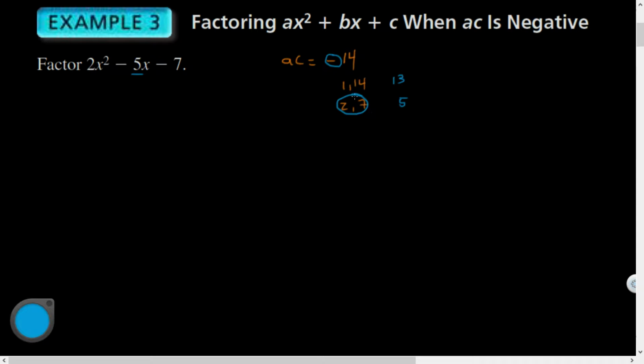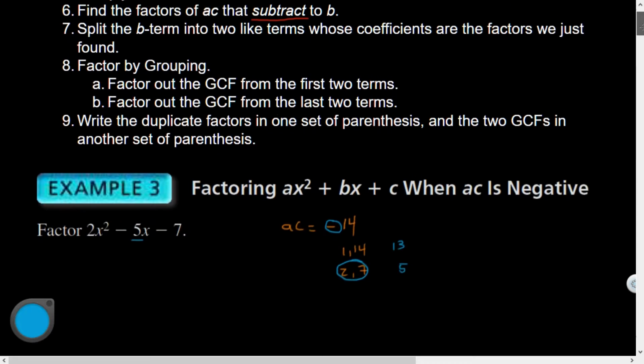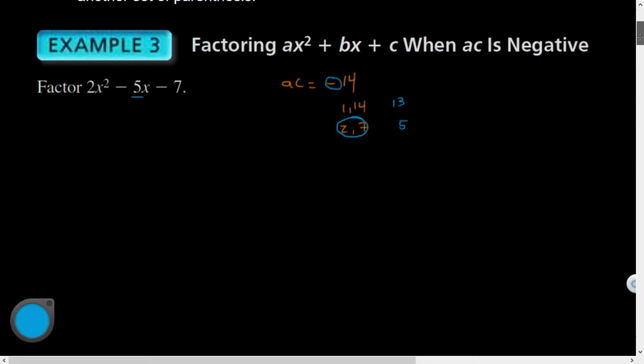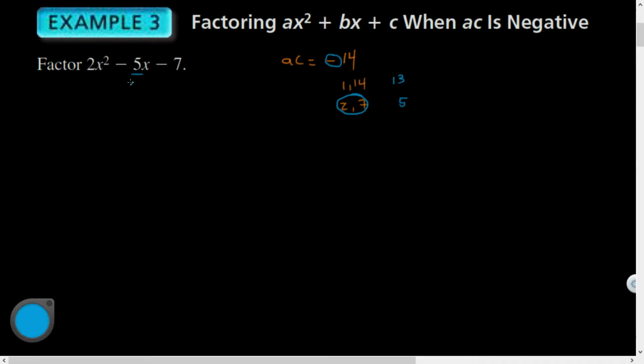All right, so that's the only difference between this and yesterday's process, right? I found the factors of AC that subtracted to B, like so. And then the rest of it's identical. Split the B term into two like terms whose coefficients are the factors you just found. So let's do that. Split that B term.